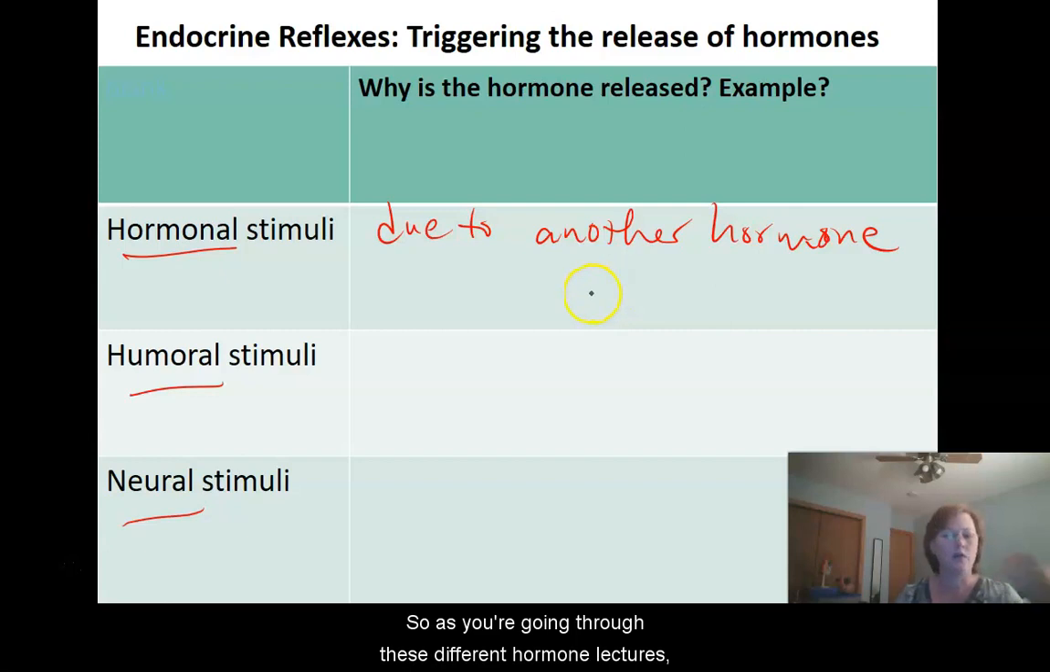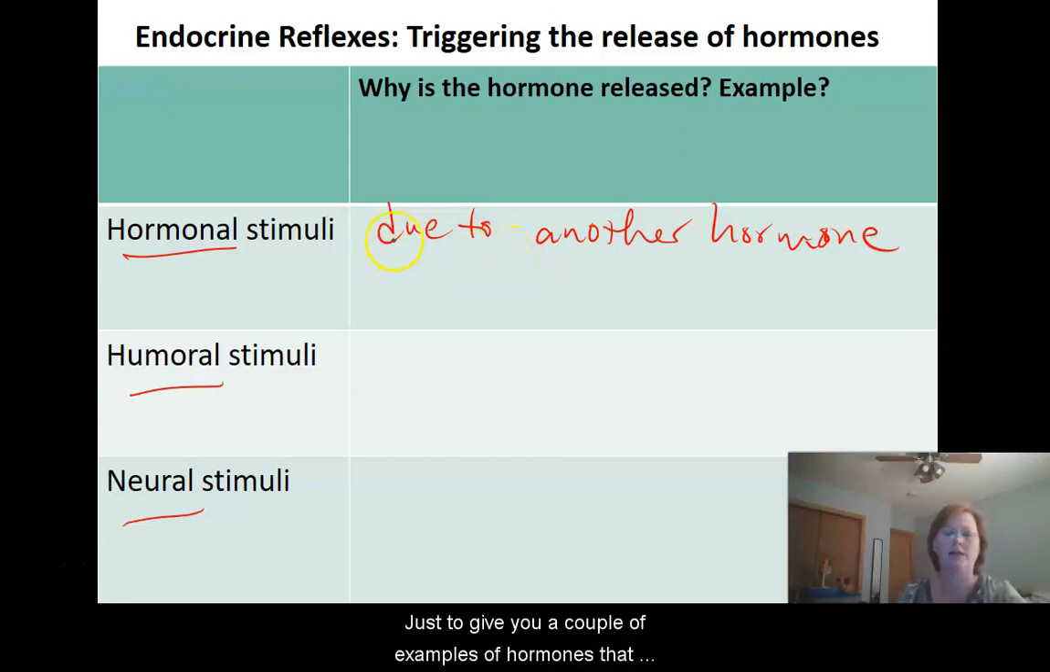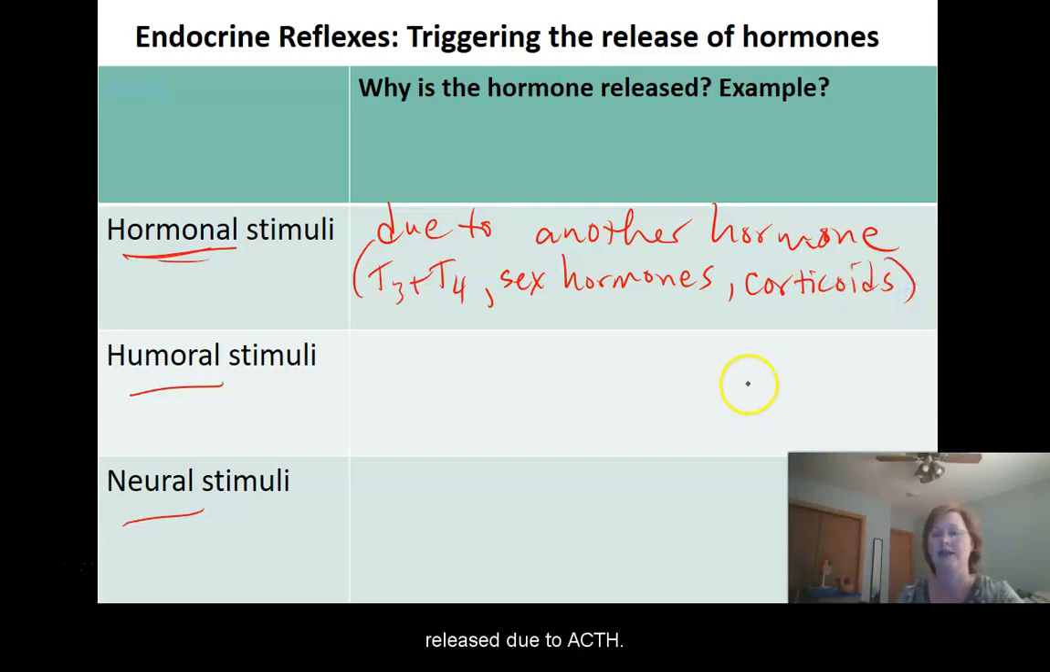So as you're going through these different hormone lectures, I want you thinking about what's causing the release of that particular hormone. Just to give you a couple of examples of hormones that are released due to hormonal stimuli, you might have T3 and T4 that are released due to TSH. You might have your sex hormones released due to LH. You might have your corticoids released due to ACTH.